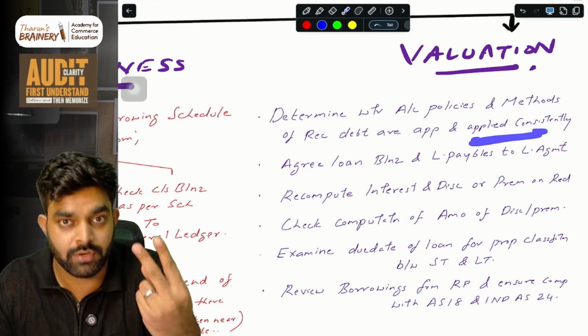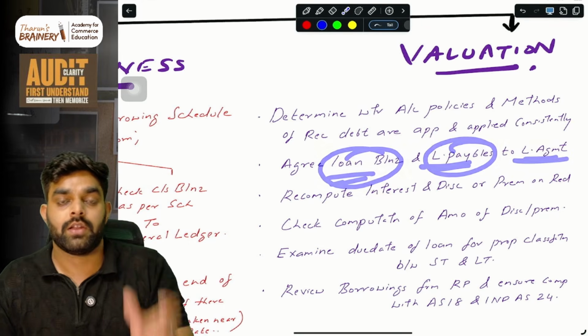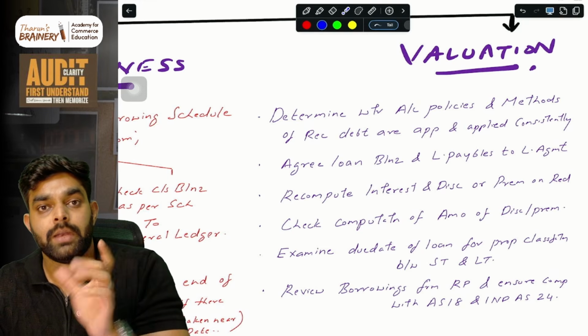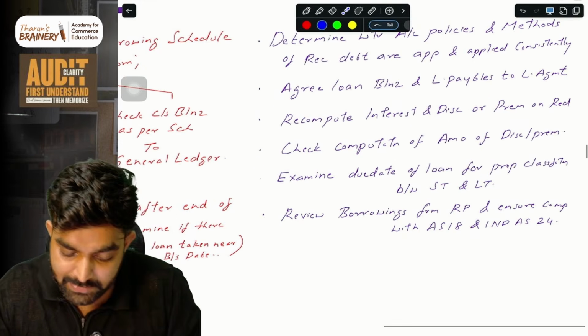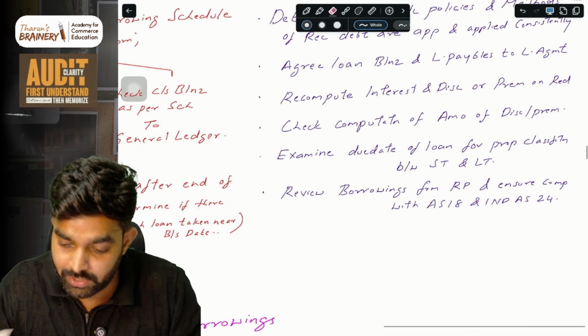Consistently it is applied and you have to check. Then agree the loan balance and the loan payable to the loan agreement. Whatever loan balance outstanding payable is there, make sure to check it with the loan agreement to see whether everything is correct in the terms. Then compute the interest and discount or premium on redemption, you compute and see.